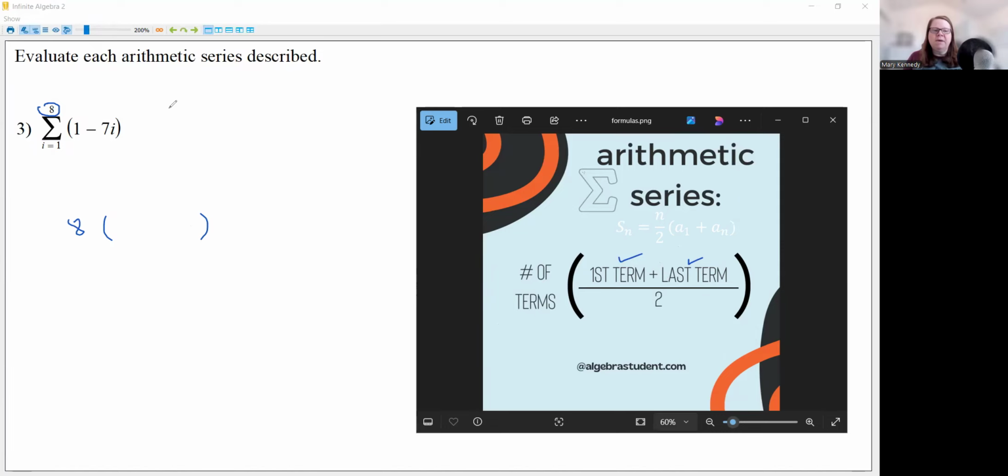So I'm going to take this 1 minus 7i, and where i is, I'm going to replace it with parentheses. Then I'm going to plug in, I want to find the first term, so I'll put in a 1. So if I distribute here, I get -7. So 1 minus 7 is -6. And then I also want the 8th term. So the first term is -6. And for the 8th term, let's see, -7 times 8, that's 1 minus 56. So that's -55. So the 8th term is -55.